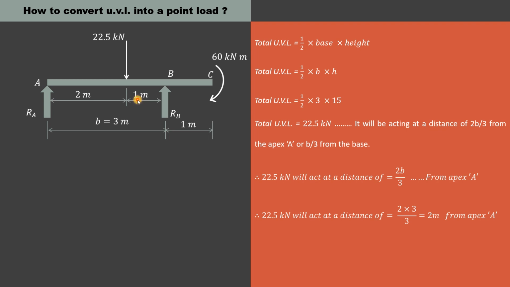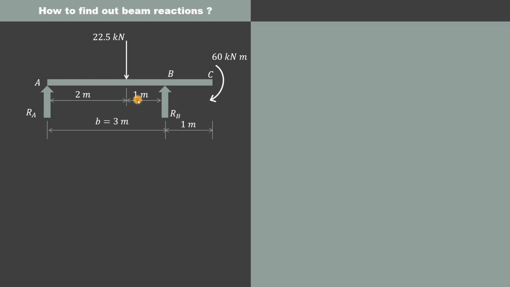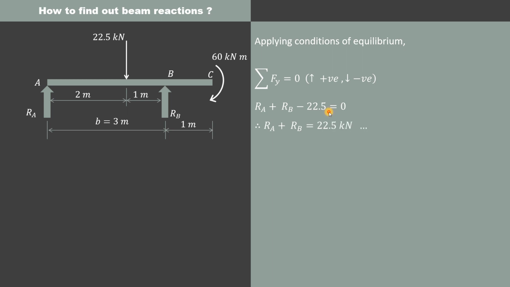Now we'll apply the conditions of equilibrium to find out the reactions RA and RB. The first condition that we'll apply is summation of forces in y direction is equal to 0. We'll consider upward forces positive and downward forces negative. So summation of Fy is equal to 0. As you can see, RA is acting in the upward direction, RB is also acting in the upward direction, and this 22.5 kilonewton is acting in the downward direction, so that is negative. So we can say that RA plus RB will be equal to 22.5 kilonewton. Let us call this equation number 1.